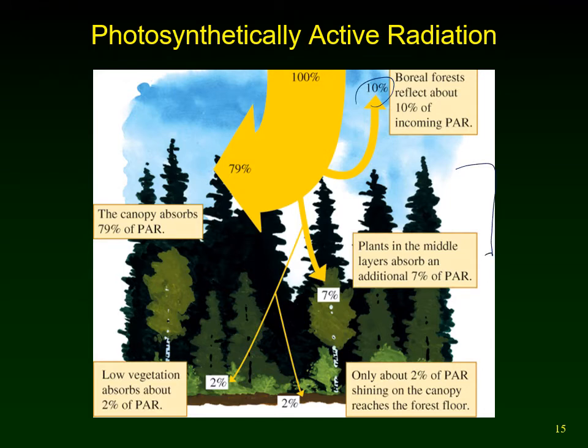The plants that are trying to grow beneath that in the darker area, they absorb about 7% of the light. The vegetation down near the forest floor is getting about 2%, and then actually reaching the forest floor is only 2%. So you can see that the competition for the trees to get their needles up into that canopy layer has got to be intense because they want to be able to get as much light as possible. That's their energy source.